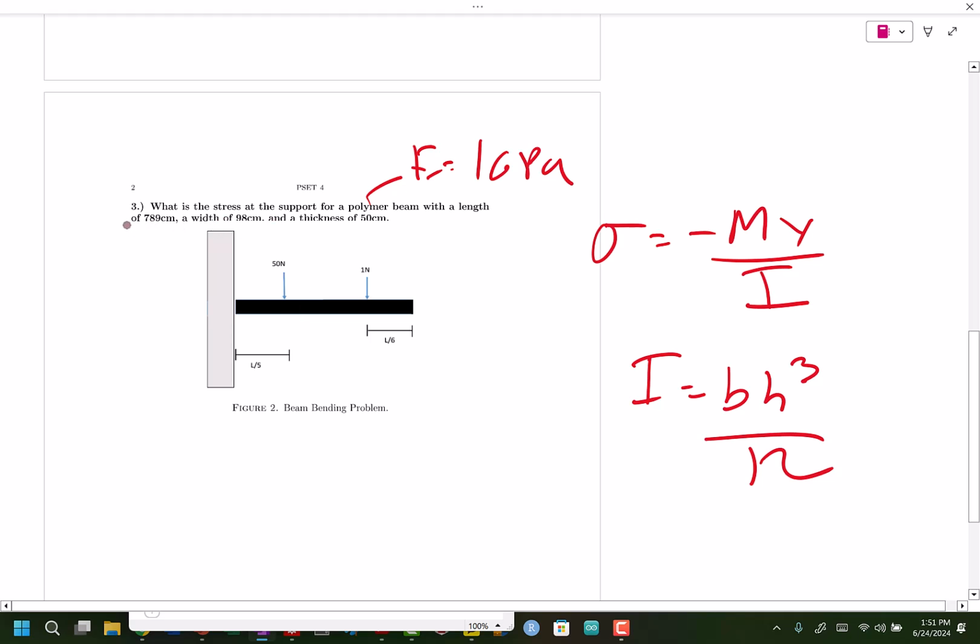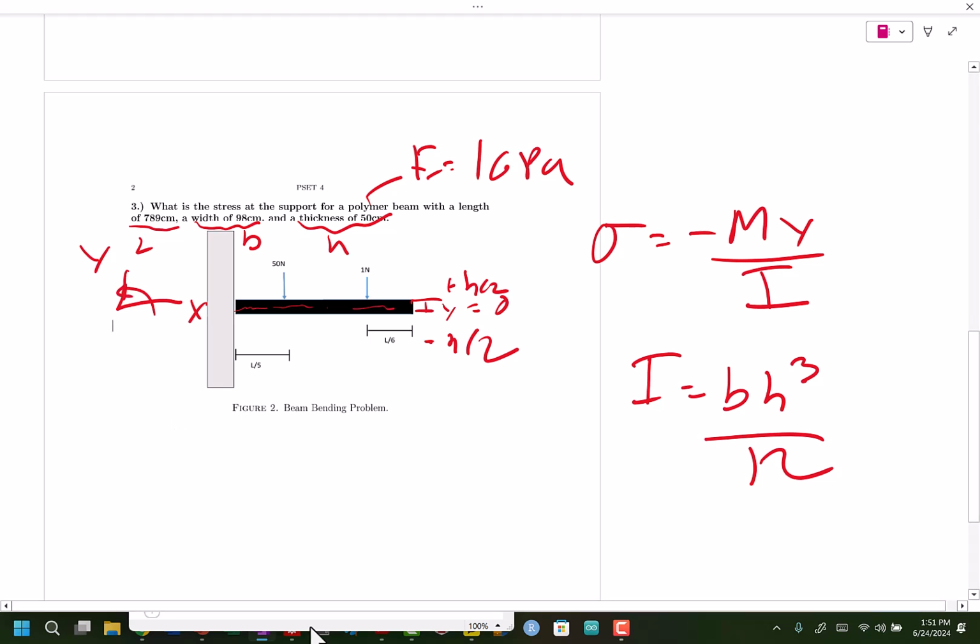We also know that this is going to be our length. This will be our width, which is b. This will be our thickness, which is h. And remember, this is going to be our neutral axis right down the center here, y equals 0, plus h over 2, minus h over 2, and we have an x, y coordinate system like so.